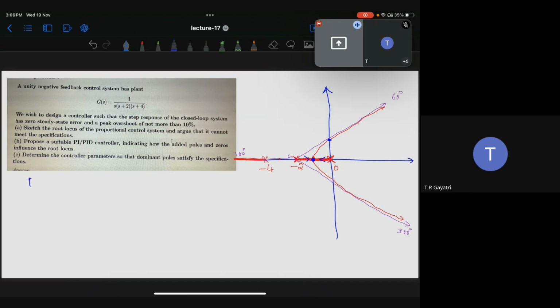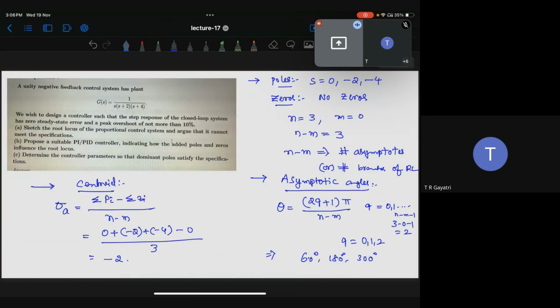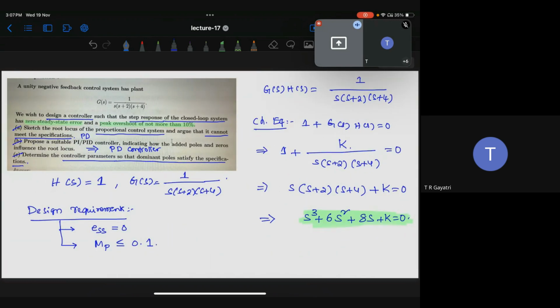First we will find the breakaway point, or break points, you can call them. For that we find dk by ds equal to 0. So go back and check our characteristic equation. This is our characteristic equation. From this we can write the function of k. K is nothing but negative of this whole term.